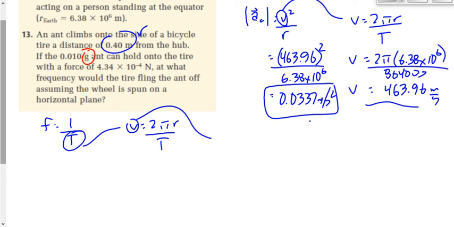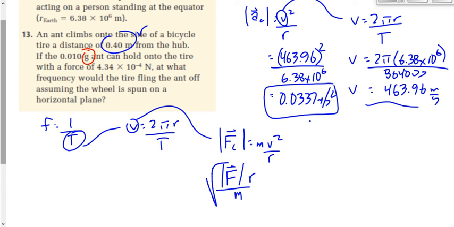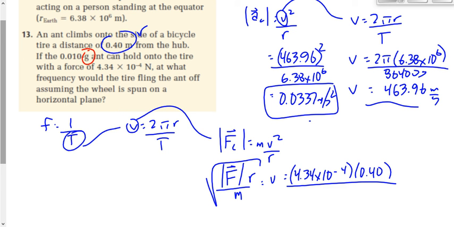Well, centripetal force. I have to say F is equal to mv squared over r. All right, let's solve for v there. F times r over m, and square root that. It gives me speed. So it becomes 4.34 times 10 to the negative 4 times the radius of 0.4, divided by the mass of 0.0, let's tack on 3 more zeros.